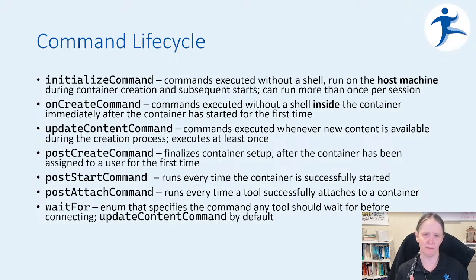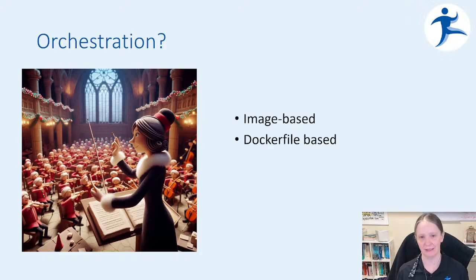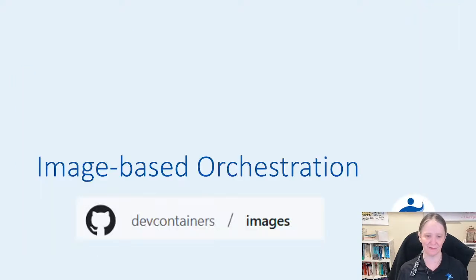So we have the different parts in that process where we can inject our own scripts. What does this look like? We're getting there. I've got some demos here we'll show you. But before we can get into the demos, there are 3 different types of orchestration, and I have demos for 2 of the 3. And we'll talk about those as to why. So we have image-based, Dockerfile-based, and Docker Compose. So first things first, let's start at image-based orchestration.